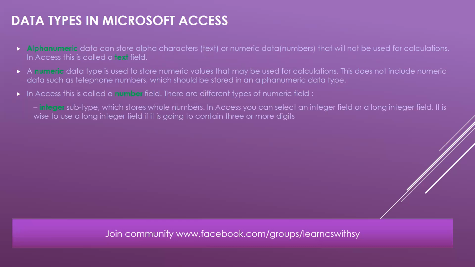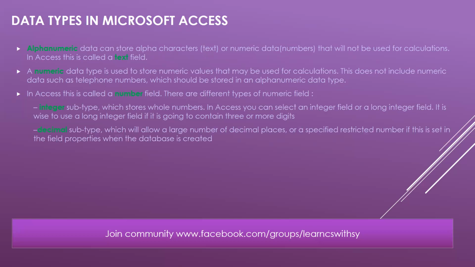And there are different types based on the kind of data we have to store. We decide the subtype of the number field. The first one is integer. As the name implies, integer is always going to store whole numbers. In Access, we are allowed to use an integer field or a long integer field. It is always recommended that you use long integer in case your values are 3 or more digits.